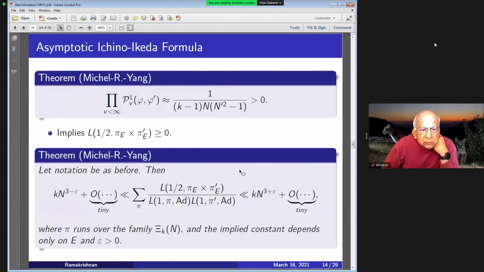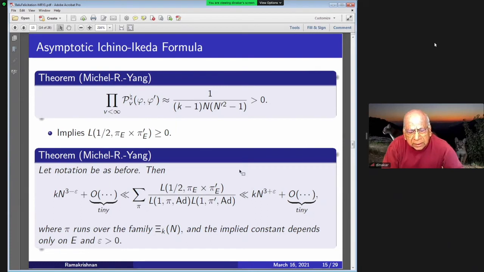Okay, so what we prove is that the local factors, the P sharp V, are roughly 1 over k minus 1 times n prime squared minus 1. So it's kind of nice. It's approximately that. I mean, you can be more precise, but anyway, it's positive. And that implies L(1/2, pi_e cross pi_e prime) is non-negative. So it's kind of important. So anyway, that's the result about the non-negativity.